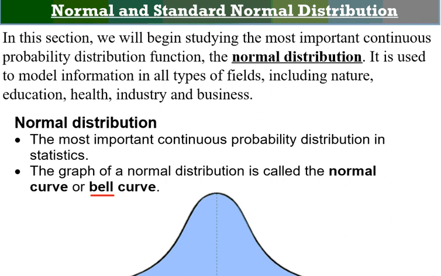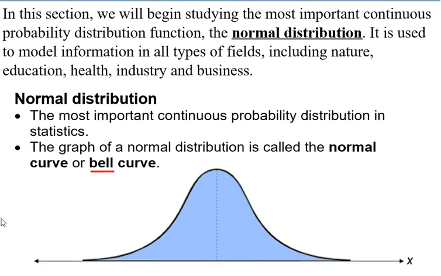It is used to model information in all types of fields: nature, education, health, industry, business, pretty much anywhere that you're going to be gathering data about a large collection of items, the normal distribution is going to pop up. The normal distribution, like I said, is the most important continuous probability distribution in statistics. A graph of a normal distribution has a variety of names. It's also called the normal curve or the bell curve.